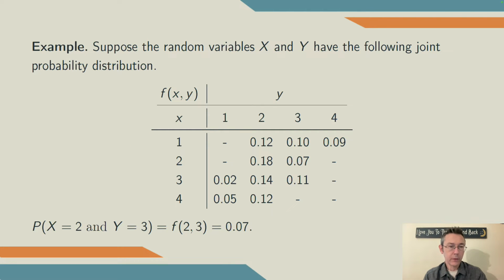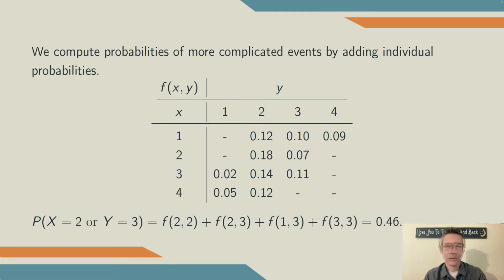For instance, suppose we have two random variables X and Y with this joint distribution. Here I'm just writing their joint distribution using a simple table. The probability that X is equal to 2 and Y is equal to 3 is just f(2, 3). I identify that entry in the table. It is 7%.